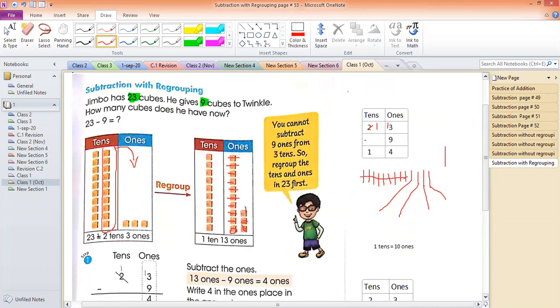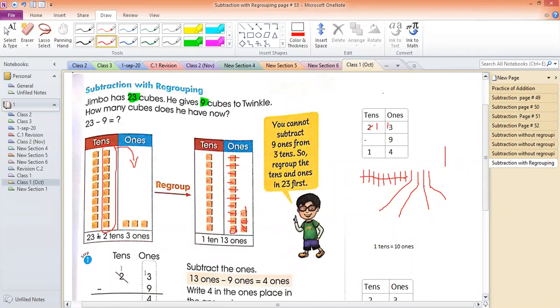So I write the tens and ones. In 23, there are 2 tens and 3 ones. So I write 2 tens and 3 ones. Okay. I need to minus 9. So 9 is only one digit, so 9 is in the ones place. I place the 9 on the ones. Now, can I subtract 9 from 3?